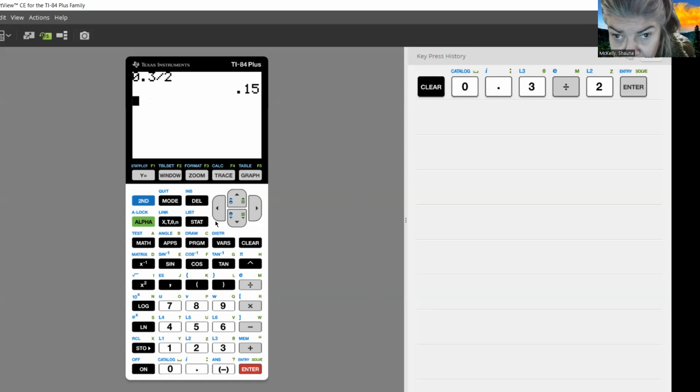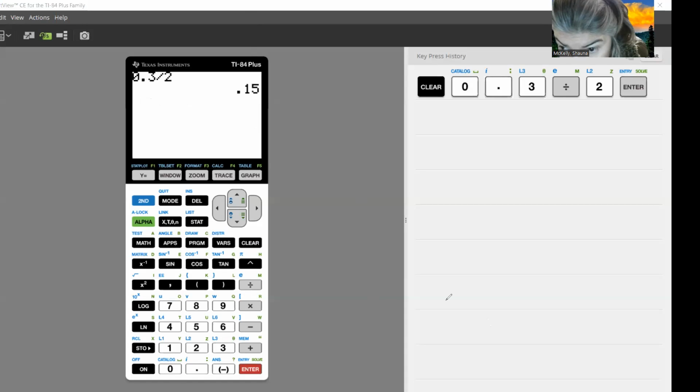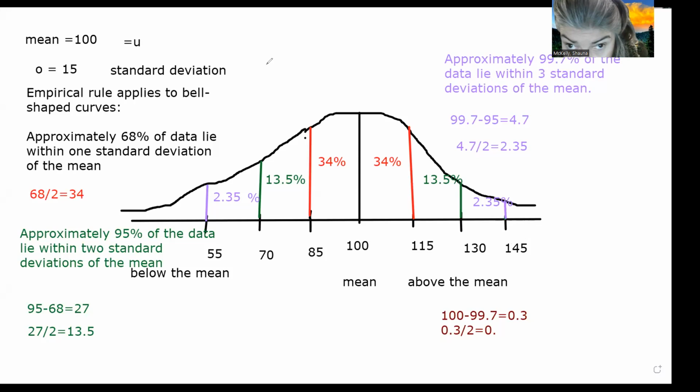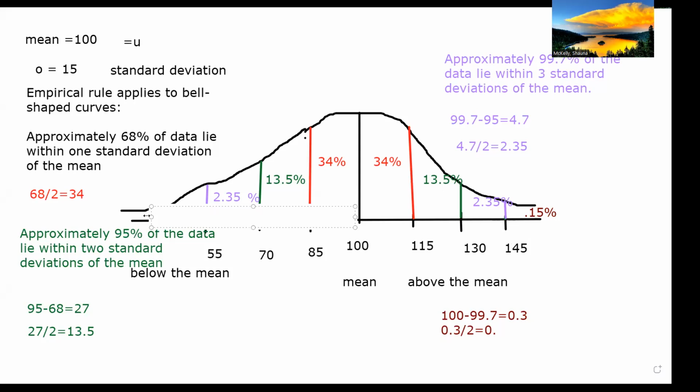So now what I'm going to end up with in my text box is 0.15%. Now, if you do this in percentages, that's how this comes out. This is 0.15%, but you have to have the percent.